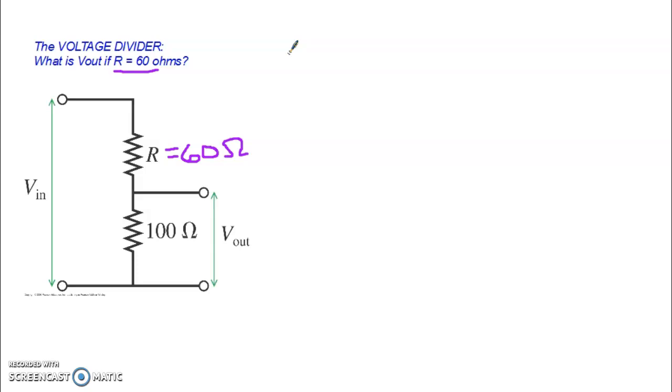Using a simple Ohm's law analysis, you add together the resistors in series. That would be 160 ohms. You figure out the current. I is equal to V over R total. But we don't know what V is, Mr. Dowling. Well, we know it is V in, and so we can use that as a fixed number in this experiment.